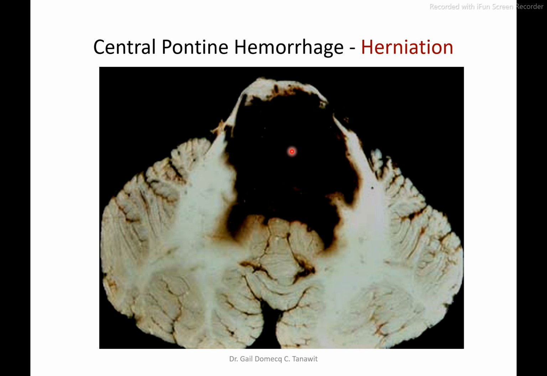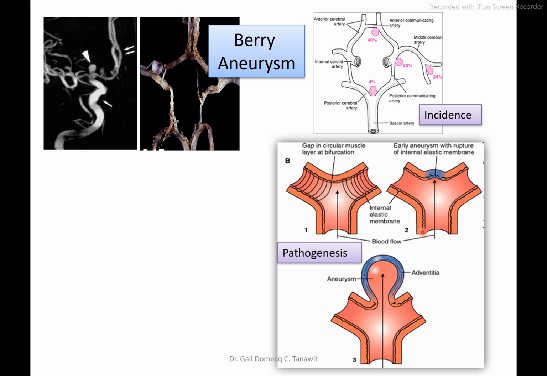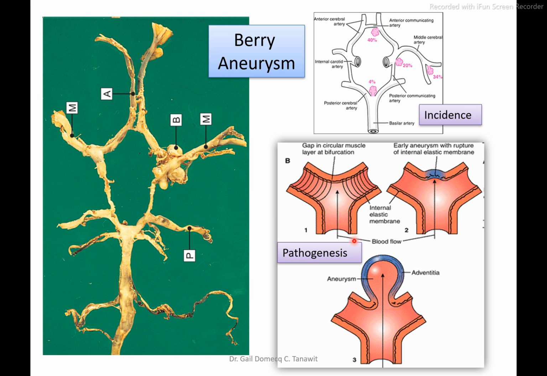This is a CPM, or rather CP hemorrhage, central pontine hemorrhage leading into herniation. We can have also this fusiform atherosclerotic aneurysm. So here is your berry aneurysm. Ayan, berry aneurysm. So this is the basilar artery, just to reorient you. This is the posterior communicating artery, middle cerebral artery, and the anterior cerebral artery. Ito yung anterior communicating branch. Okay. And ito yung mga berry.